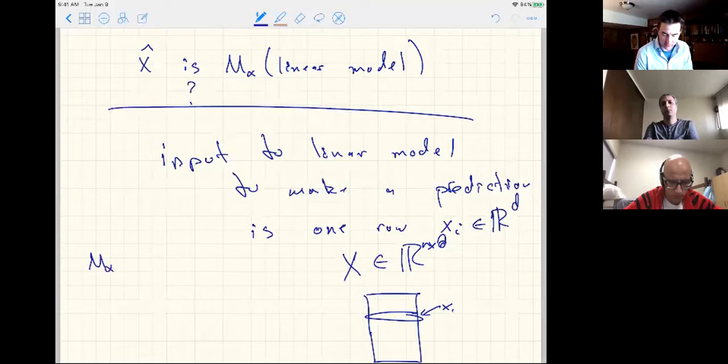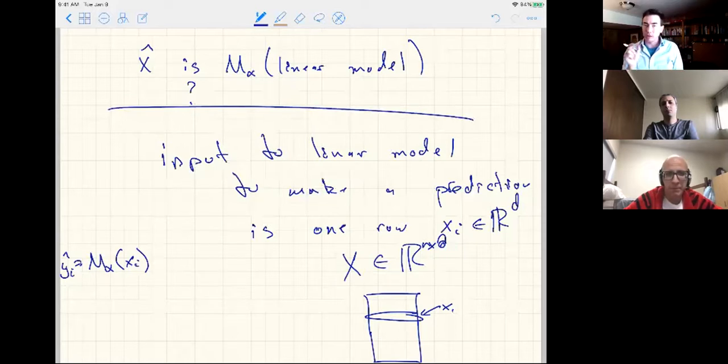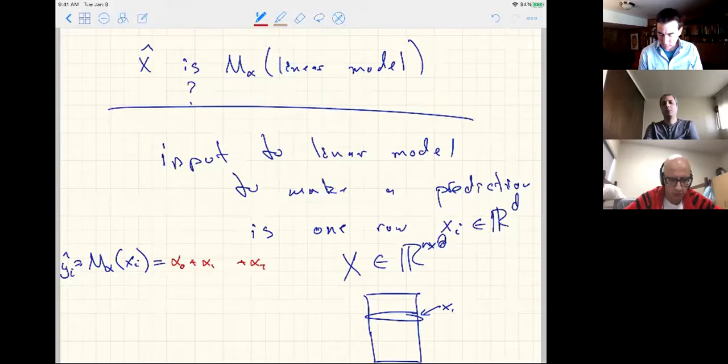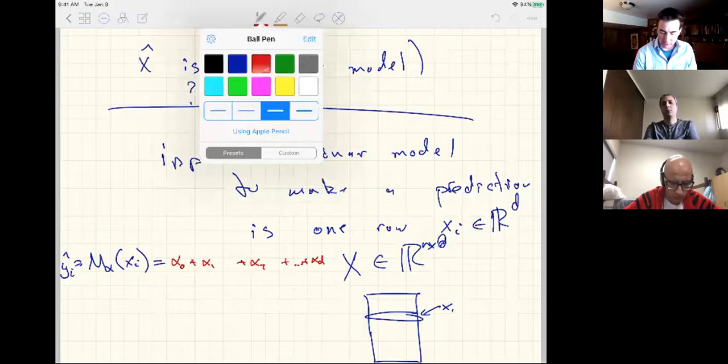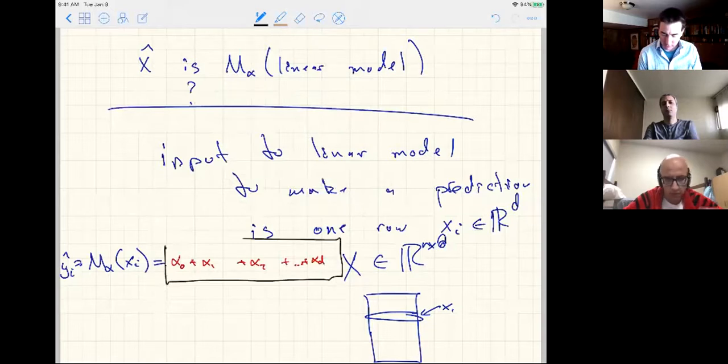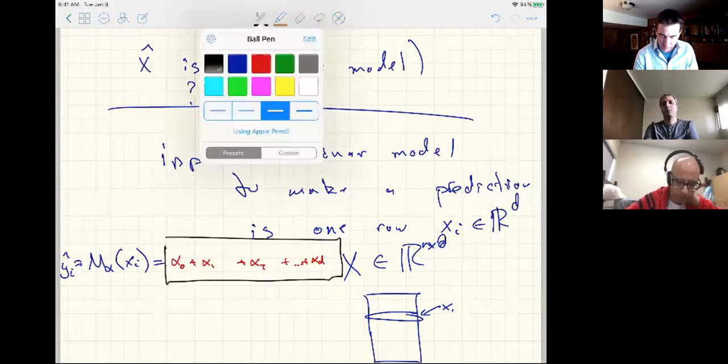Okay, so I'm going to have a linear model. I'm going to put xi in here, and the output of this is going to be yi hat. Okay? So the linear model is written by, and remember, this is going to be alpha 0 plus alpha 1 plus alpha 2 ... alpha D, right? So this is what the model kind of looks like. Okay, so this is the model, and it's going to have these holes in here.